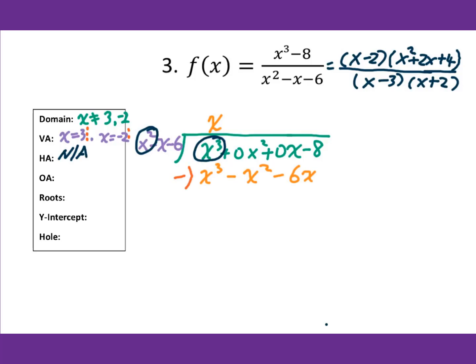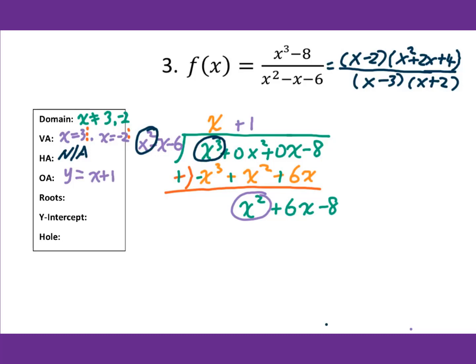Then subtract. We change into addition. Then we change the sign. Therefore, we get x squared plus 6x, then minus 8. For x squared divided by x squared, that's 1. So x plus 1. That's it. You don't have to figure out what's the remainder. y equals x plus 1 will be the oblique asymptote line.